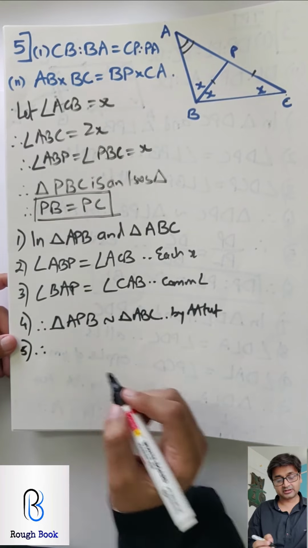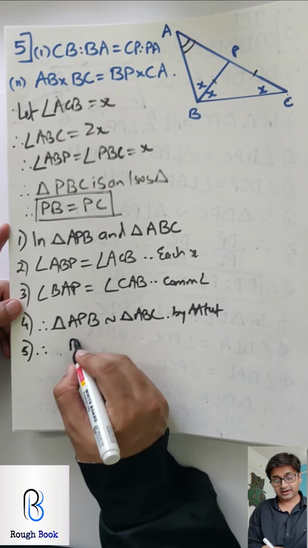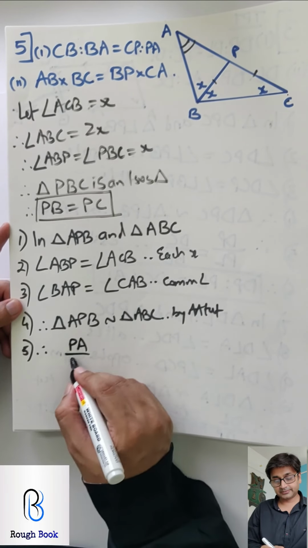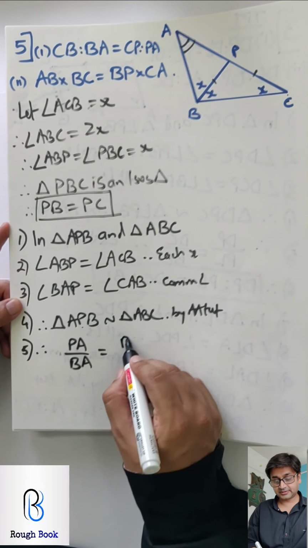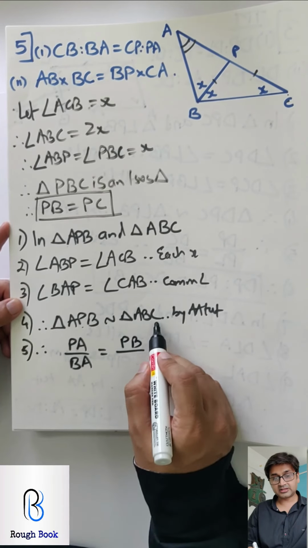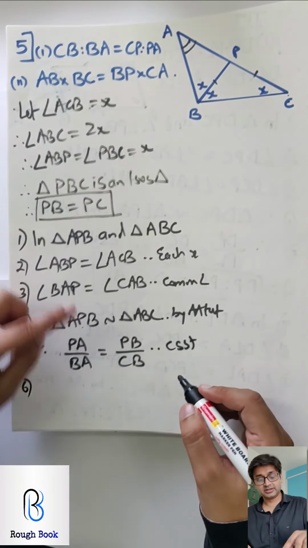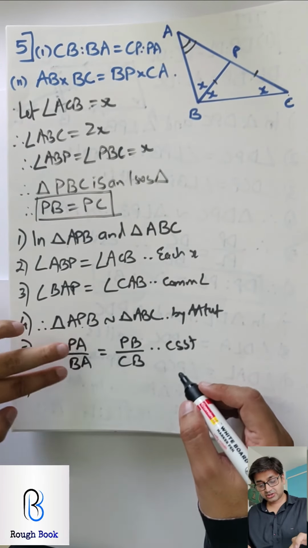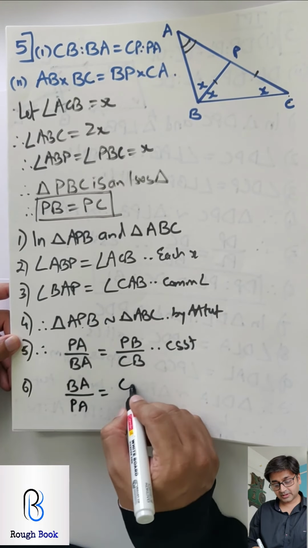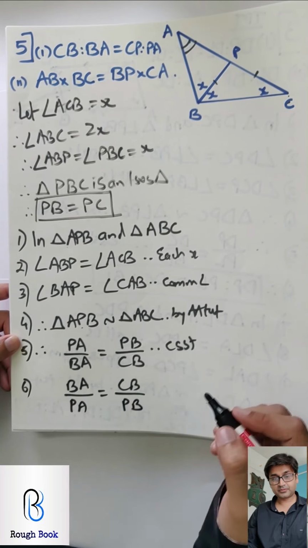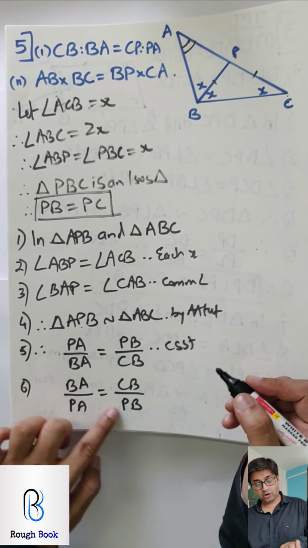Once your triangles are similar, now you got to be very careful. Do I need to take AP? Yes, I need. So let's take AP and write it as PA upon BA, because you need BA, is equal to, should I take PB? Yes. So PB, second and last, upon BC or CB, CSST. Now let's try to match it with this. This should be first, CB. So you'll have to reverse this. So that will be BA upon PA, CB upon PB. Are you getting it? Then AB should come below CB. CB, AB. So you're going to do the alternando here.